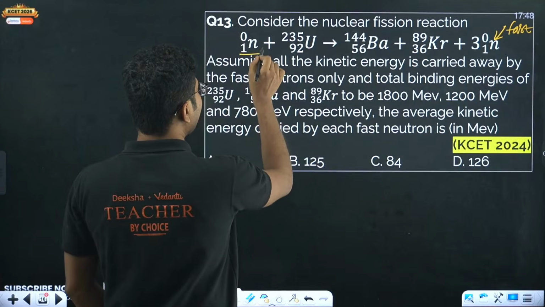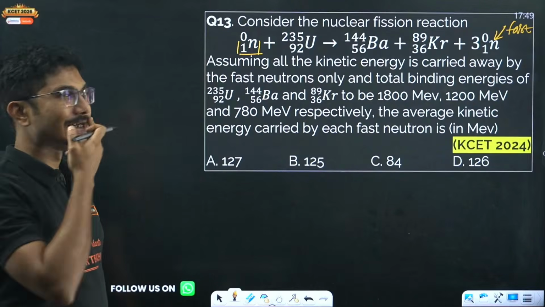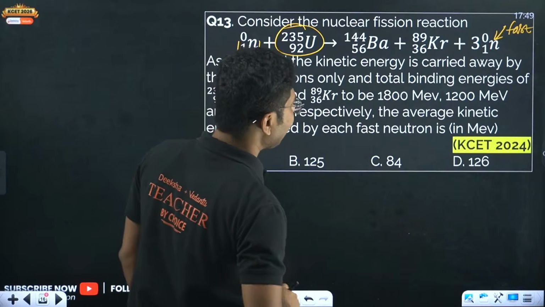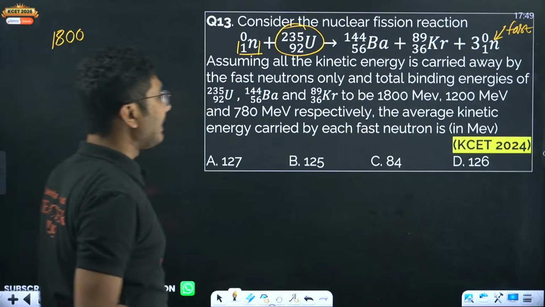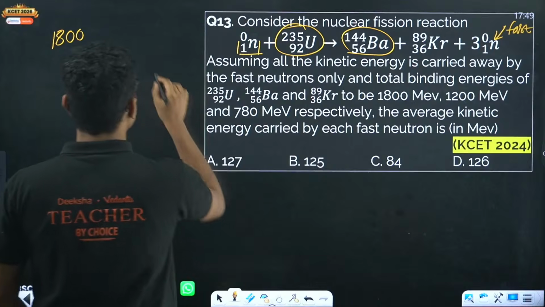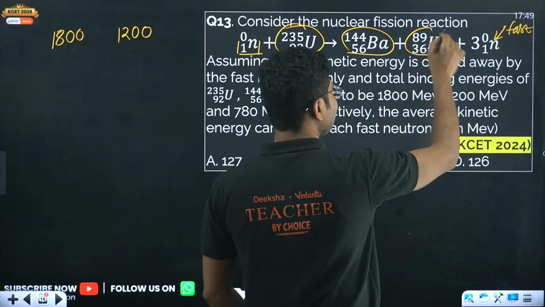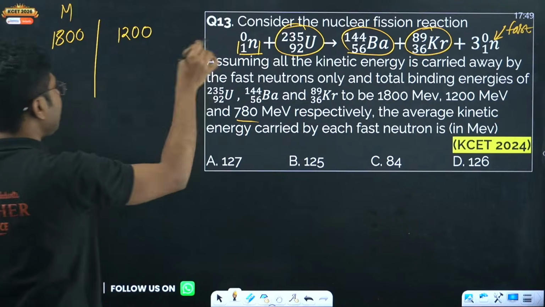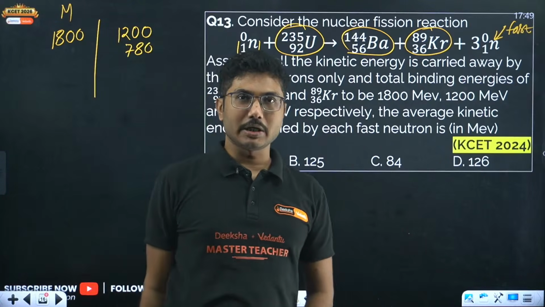You can ignore the energy of this neutron. This is a slow neutron, which generally does not have any energy. So the binding energy of this one is given as 1800. The binding energy of this one is given as 1200, and the binding energy of this one is given as 780. So this is the mother, that is the uranium, and these are the daughters. Daughter means the product. Products are called daughter nuclei.